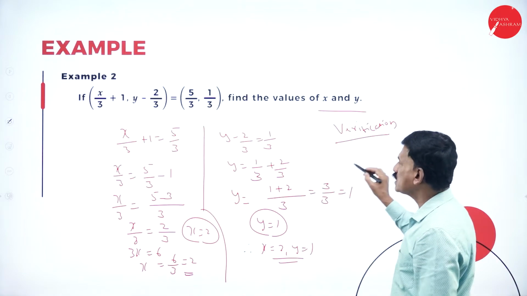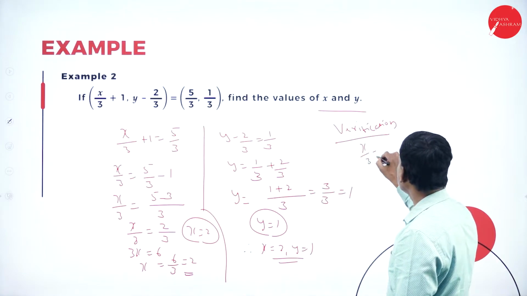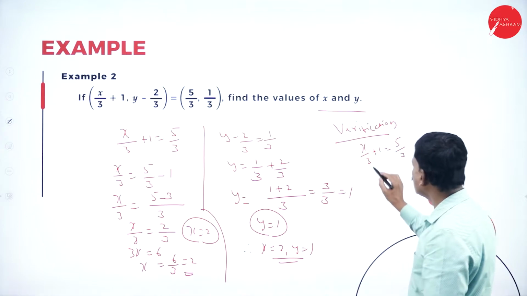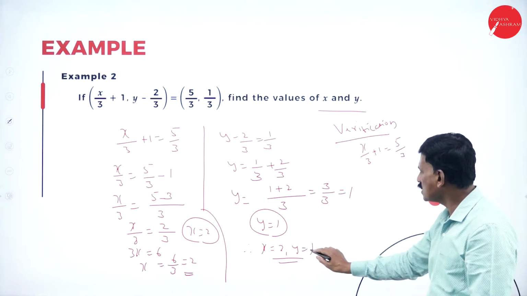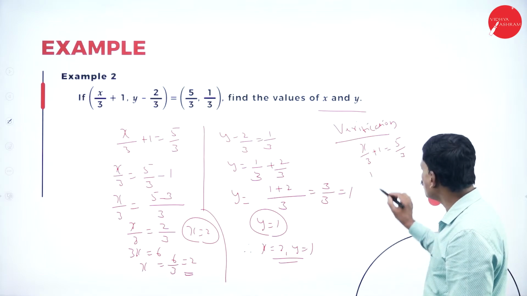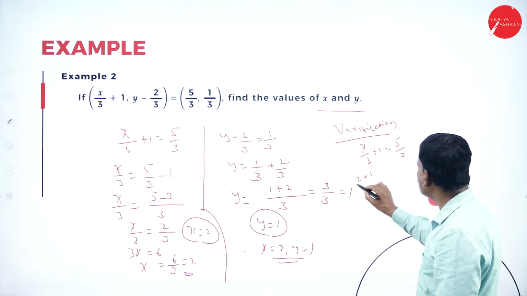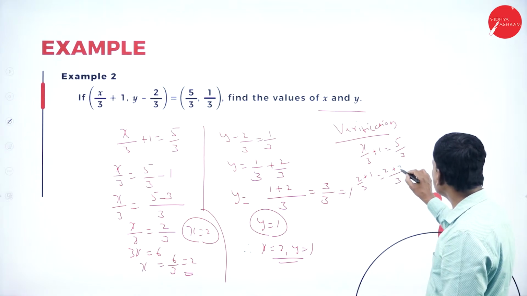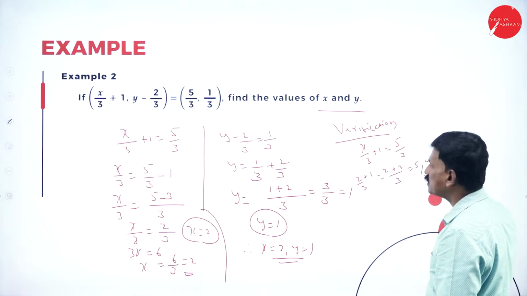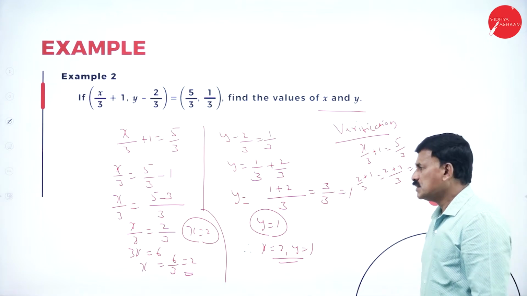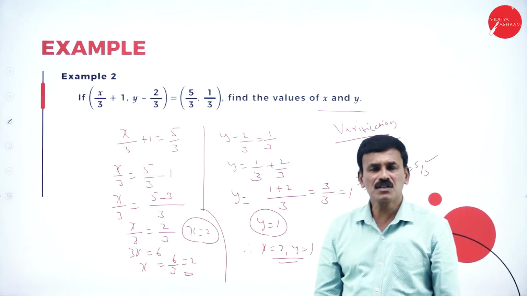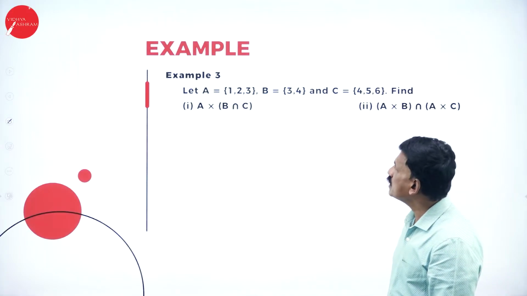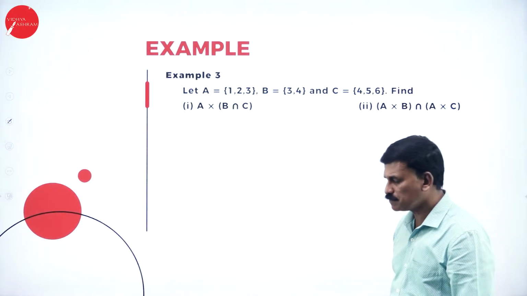What are the values? x/3 + 1 should be equal to 5/3. Check. What is x? x = 2, so 2/3 + 1. Take LCM, 3 is the LCM, 2 + 3 ones are 3, that's equal to 5/3. So this is how we find the values of x and y whenever the ordered pairs are given. Now let us come to the next example.